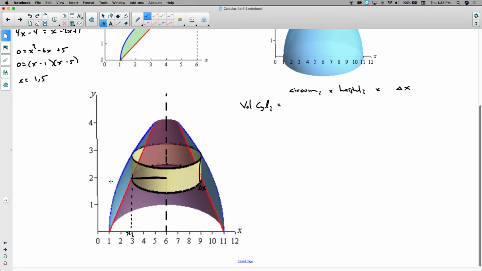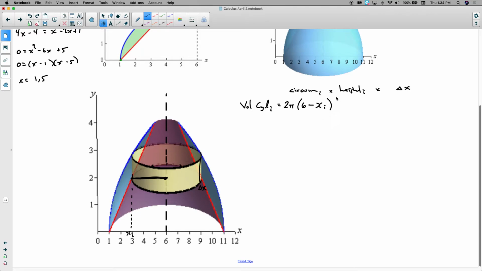Okay, so then this length is dependent upon that point and that point. This point is over at 6. So circumference, 2 pi radius, 2 pi times 6 minus, and then I need to subtract off this length, which is the length x sub i.